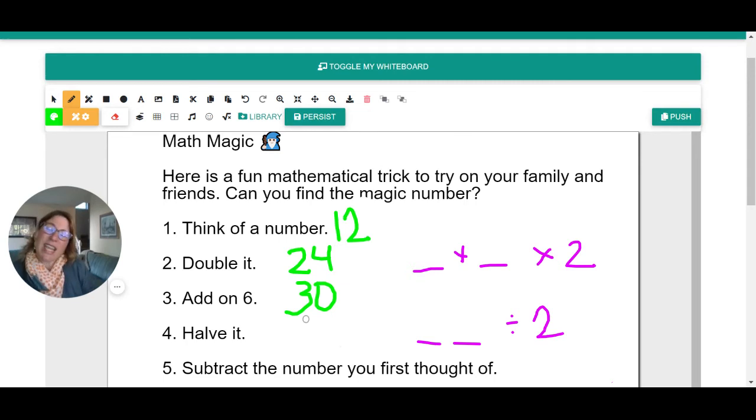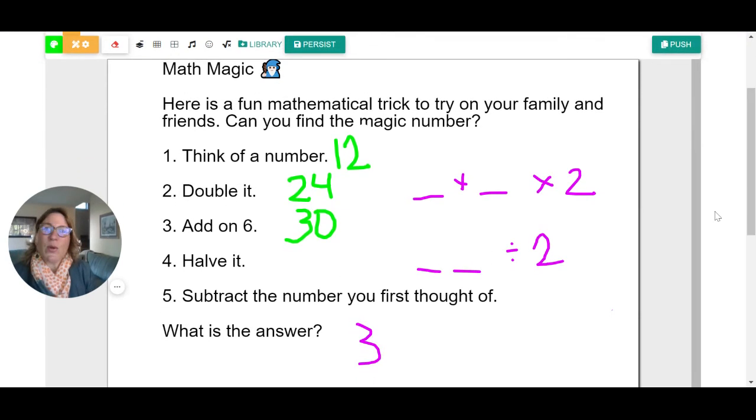And now we're going to take 30 and divide it in half. All right. Who knows the answer to a division problem? That's one of my favorite math vocabulary words. The answer to a division problem is called the quotient. So 30 divided by 2 is 15.